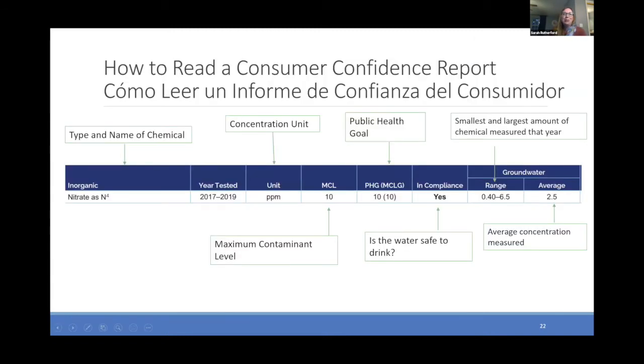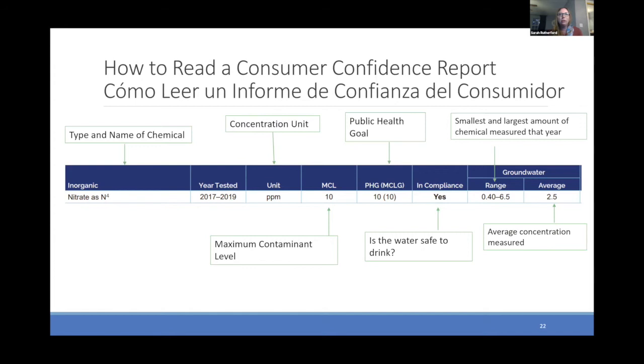How to read your Consumer Confidence Report. There's an illustration here. Some are organized a little differently, but I wanted to talk through the different components. There's the type or the chemical name, and the illustration here is nitrate. There's also the year for which it was tested, and the concentration unit, sometimes referred to as parts per million. There's also the maximum contaminant level, which is that MCL of 10. There's a public health goal, which may be different than an MCL, but in this case, it remains the same.